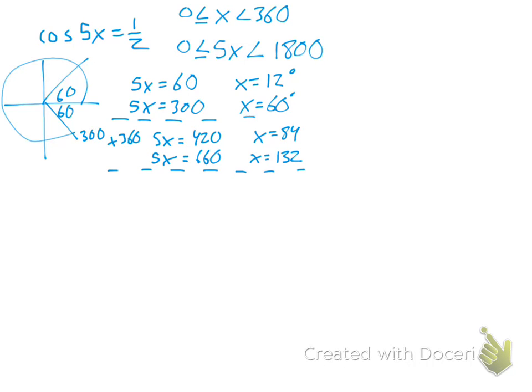Now we are going to go to our second extra rotation. So I'm going to add another 360. Guys, I'm adding 360 to the 5x's. So I go to this one at 420, add 360, I get 780. 5x equals 1020.